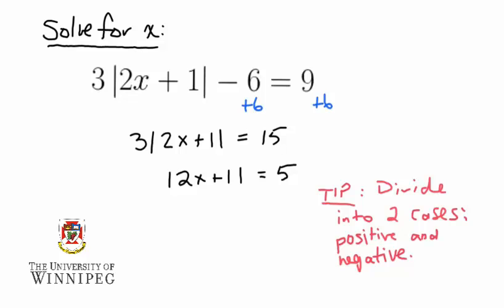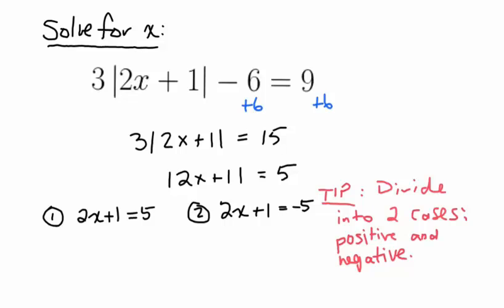From here, what we want to do now is divide this into two different cases. We could have the case that 2x plus 1 is equal to positive 5, in which case the absolute value signs won't change anything. Or we could have that the inside, 2x plus 1, is equal to negative 5, in which case the absolute value is going to change this into a positive 5. So we're going to consider both of those cases, and we solve each of these cases separately as its own linear equation.